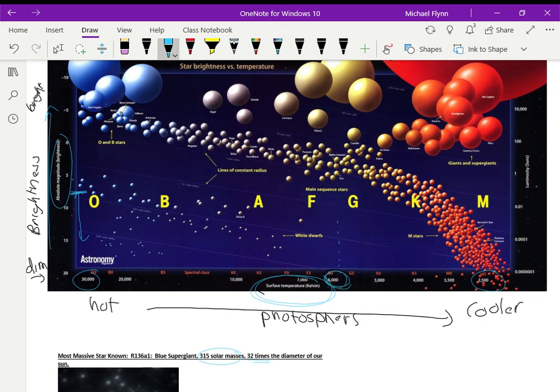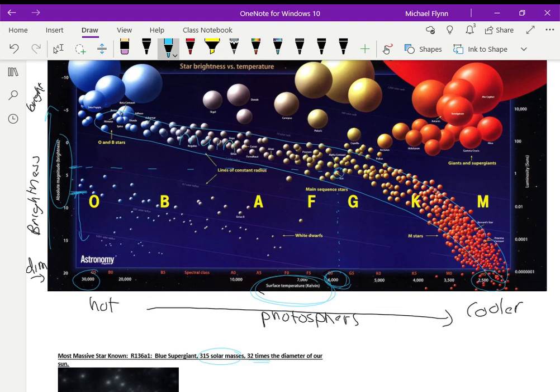Now if we were to just go up and find our sun, there it is. Our sun has an absolute magnitude of around 3 or 4, so its brightness is around 4. But its surface temperature is just under 6,000 degrees Kelvin. We call this zone in here, where you see a lot of stars, the main sequence.